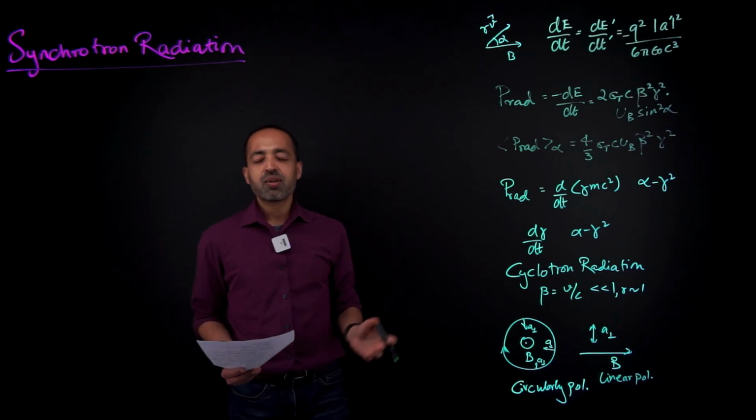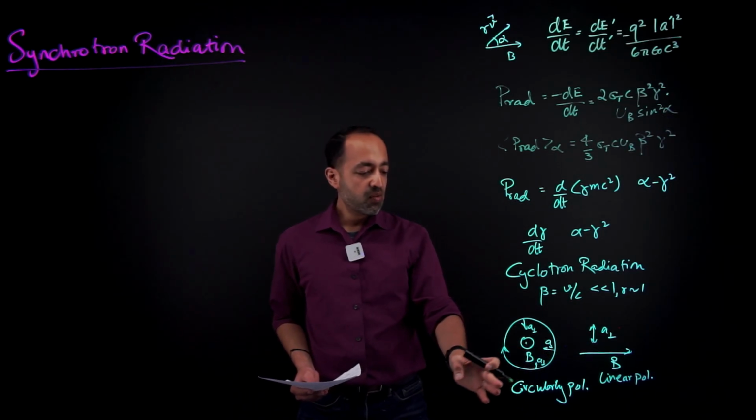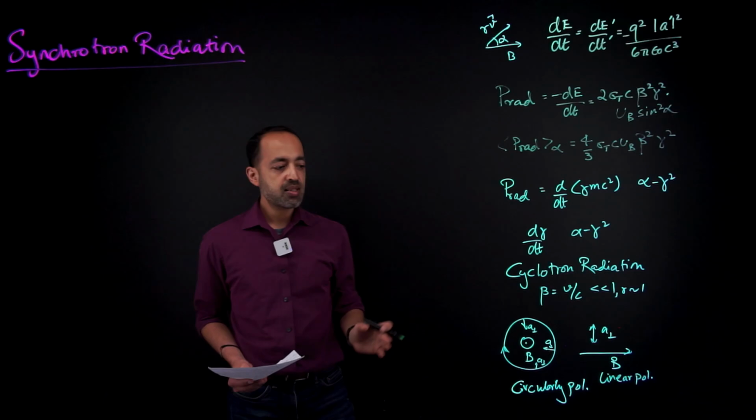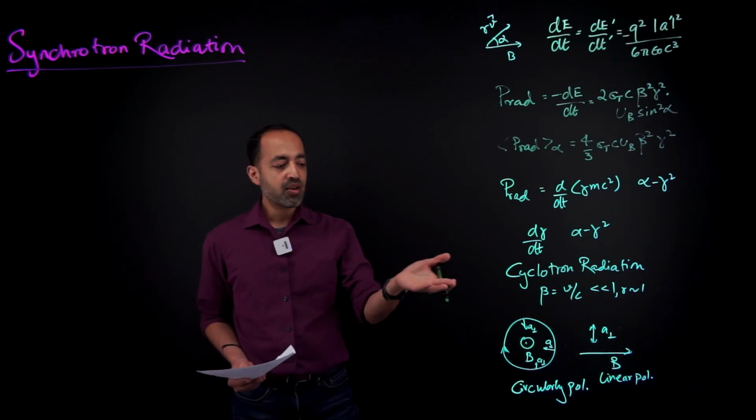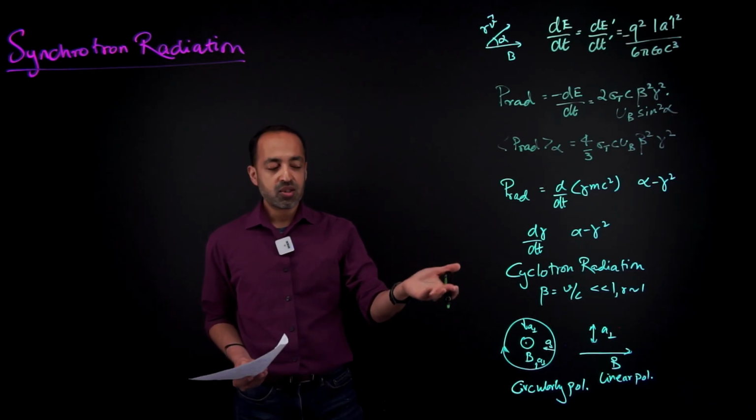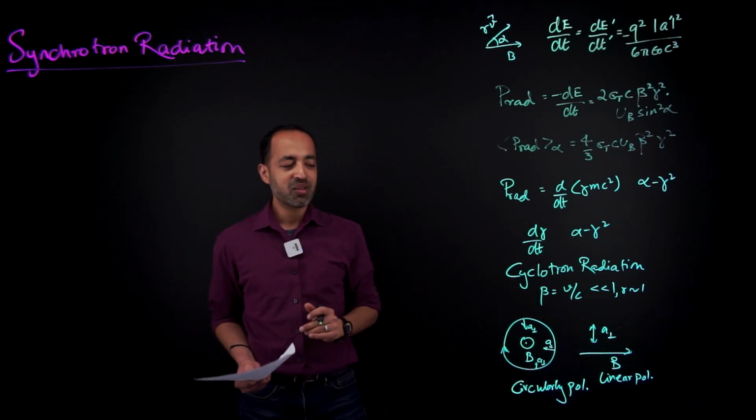So in general, the polarization of cyclotron radiation can be anywhere between circularly polarized to linearly polarized, and the polarization type depends upon the angle that the magnetic field makes with respect to the line of sight.